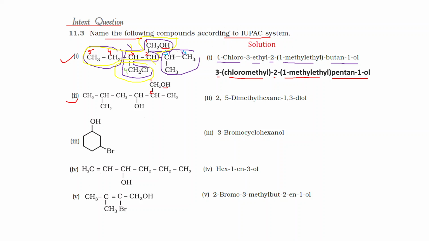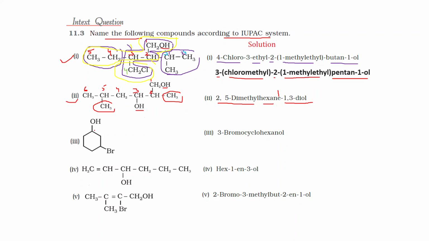1, 2, 3, 4, 5, and 6. This compound contains two OH groups, this one and this one. At the fifth carbon atom, CH3 is there. At the second carbon atom, CH3 is there. That's why this is 2,5-dimethylhexane-1,3-diol. Again, remember, when the OH group comes more than once, then this E will not be dropped. It is retained. Now, this is a cyclic compound.